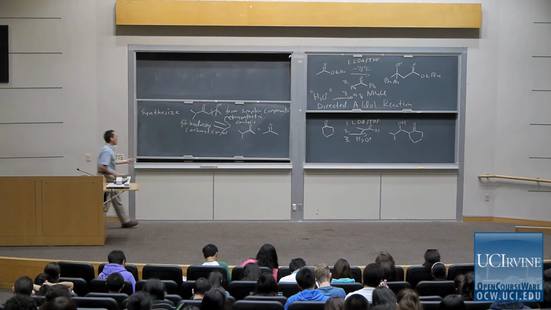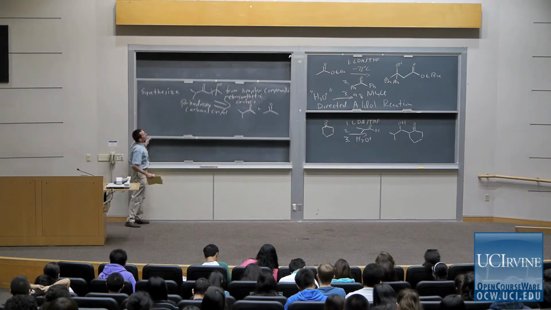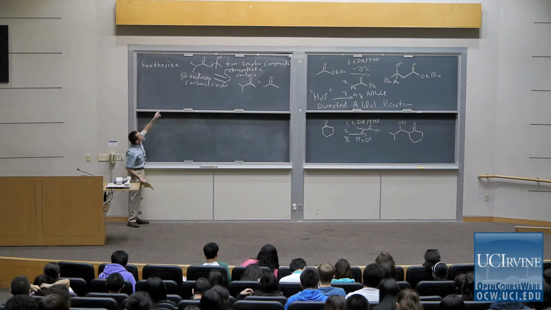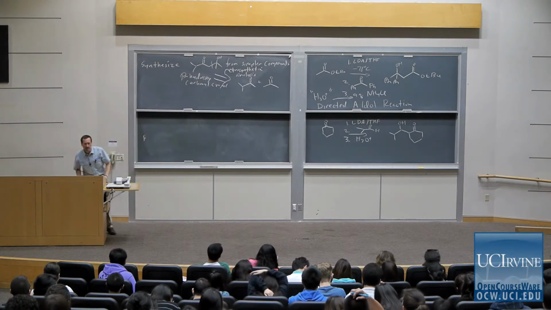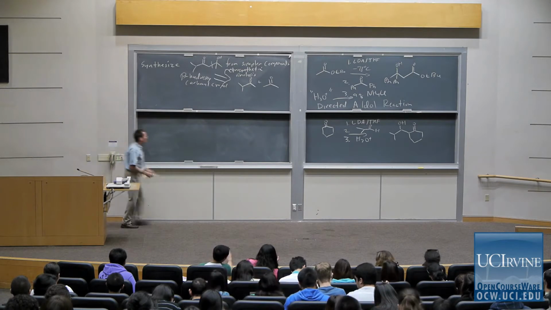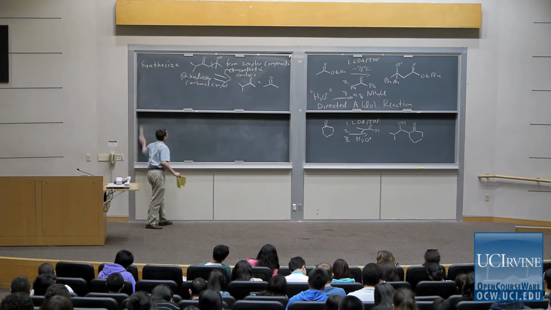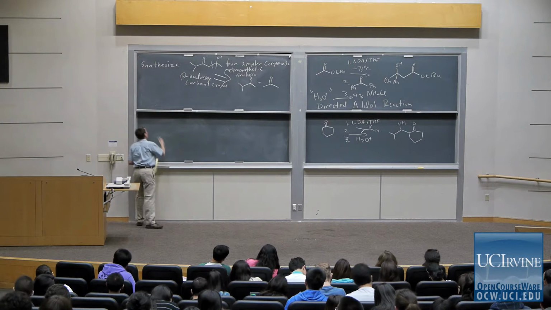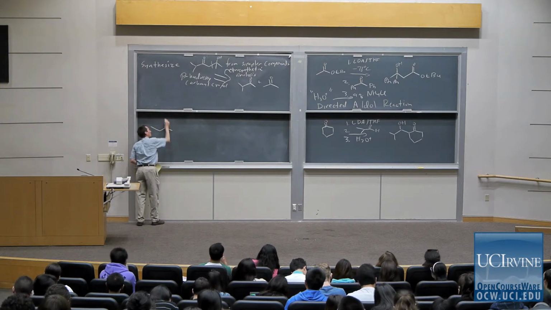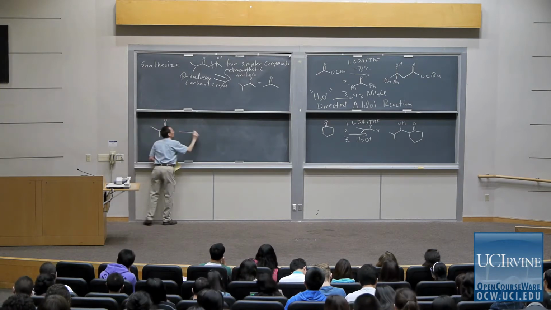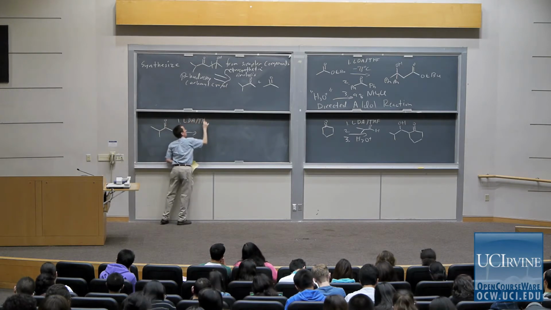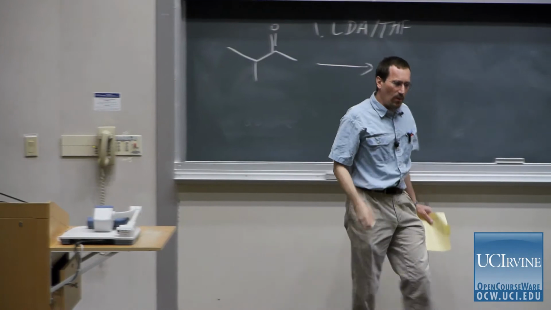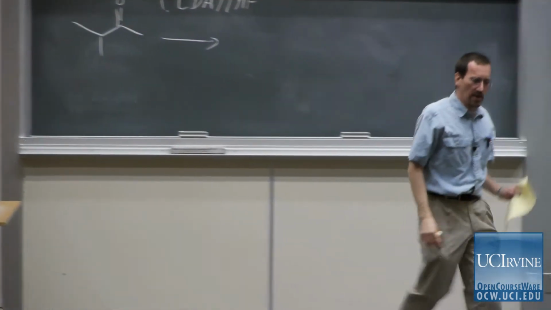Now we just go on and say, all right, what do we need to do? We need to generate the enolate of 3-methyl-2-butanone, and then we need to allow it to react with acetone. It's a directed aldol reaction. Now we can worry about details, and we think back, wait a second. All right, is this going to work?